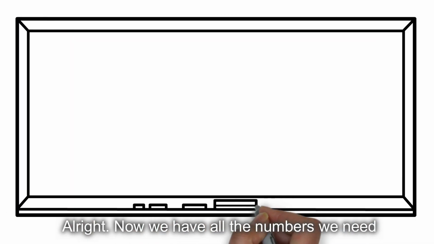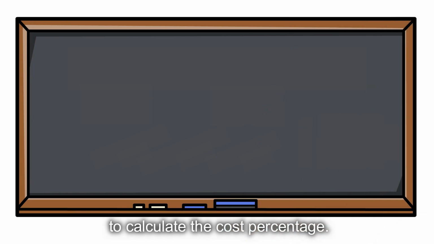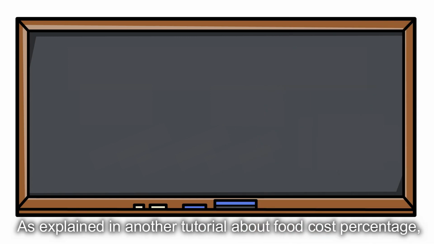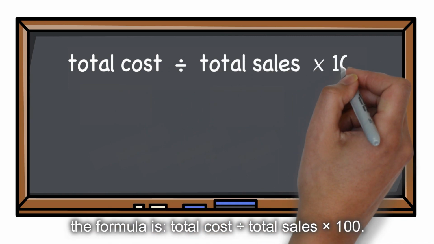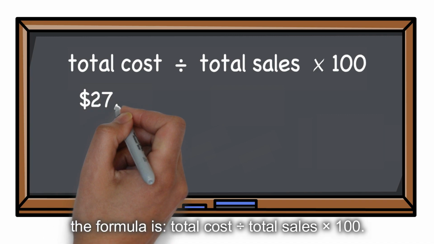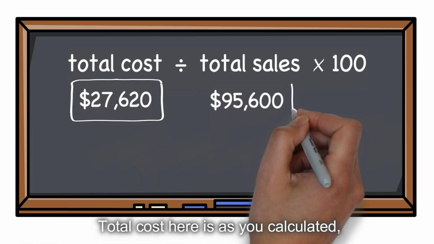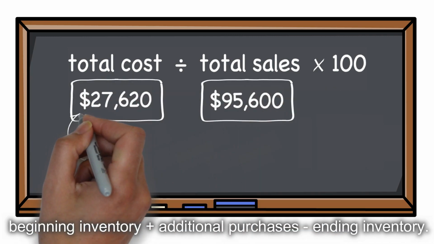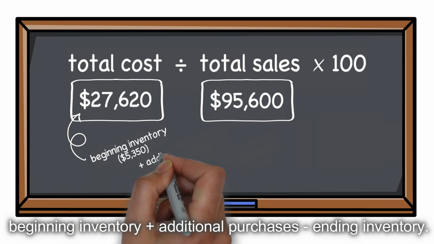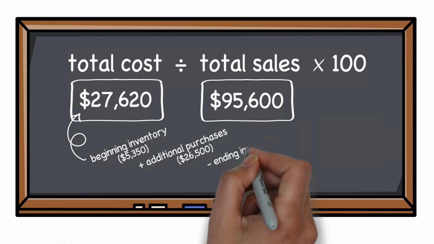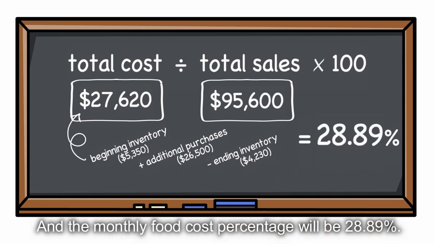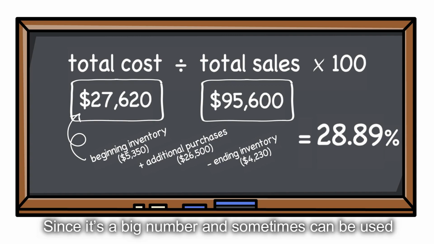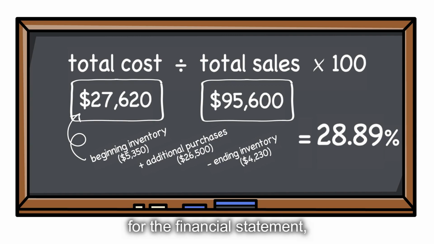Alright, now we have all the numbers we need to calculate the cost percentage. As explained in another tutorial about food cost percentage, the formula is total cost divided by total sales times 100. Total cost here is, as you counted, beginning inventory plus additional purchases minus ending inventory. And the monthly cost percentage will be 28.89%.